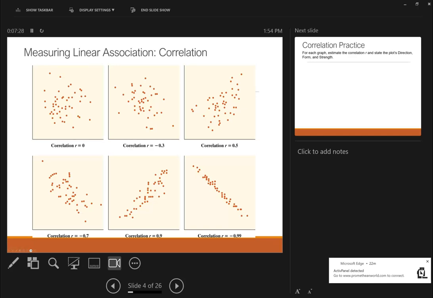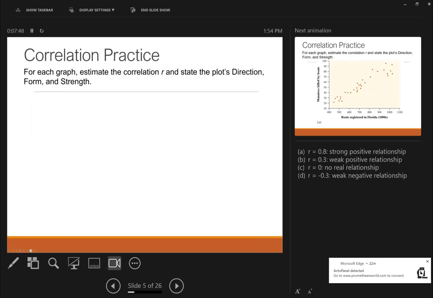Looks much tighter together. Still not super duper thin, but better than before. And then our last example, -0.99. Boy, that's pretty darn tight, right? Am I good? Just to give you a visual example of what you're looking at.